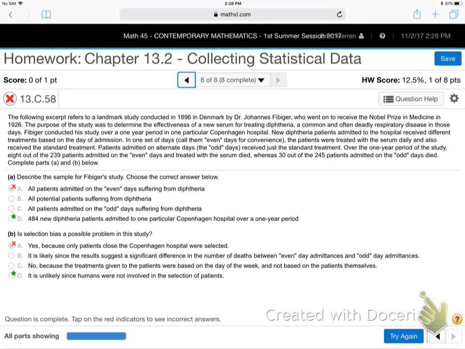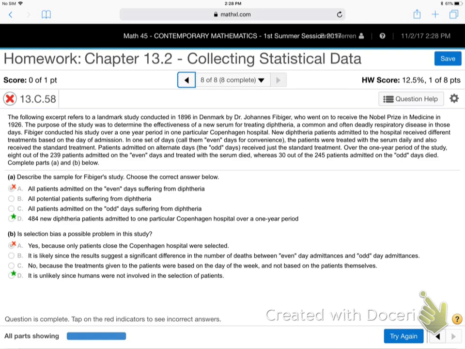In one set of days, called the even days for convenience, the patients were treated with serum daily and also received the standard treatment. Patients admitted on alternative days, called the odd days, received just the standard. They didn't get the serum. Over the one-year period of the study, 8 of the 239 patients admitted on the even days and treated with the serum died, whereas 30 of the other ones died.